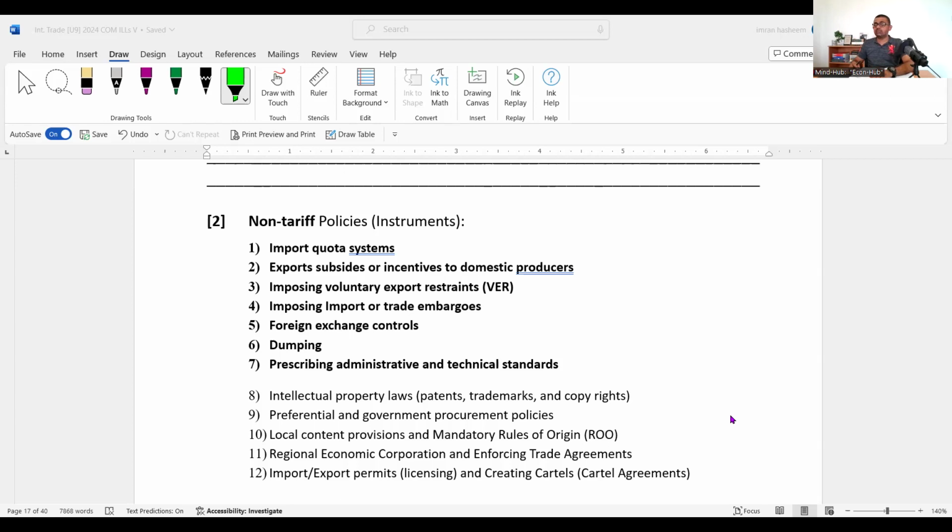Now that's why I'm sure you have heard that European standards and British standards have to be followed, and once you have to do all that, it becomes very difficult, especially for exporters from developing countries, infant industries like Sri Lanka. Got it? Right. So that is 1 to 7.